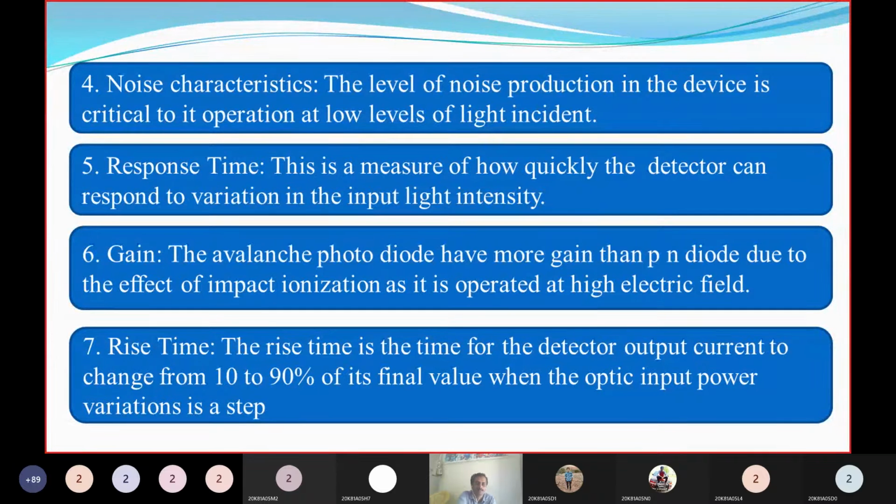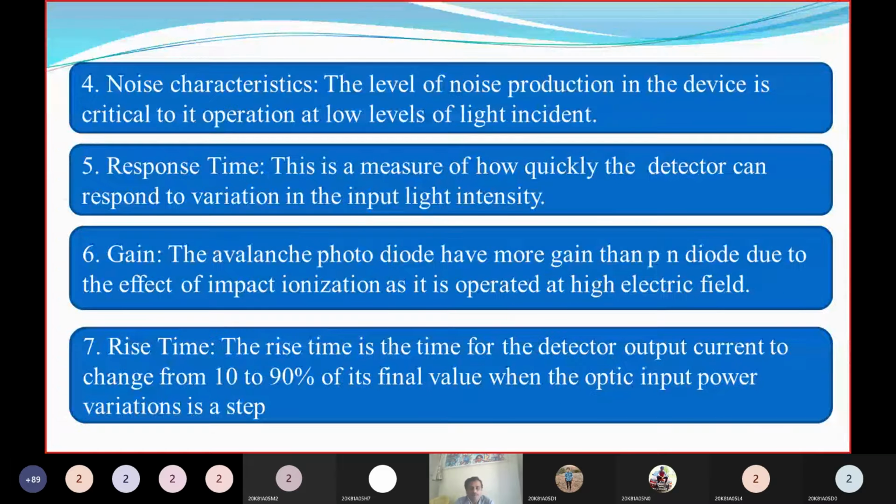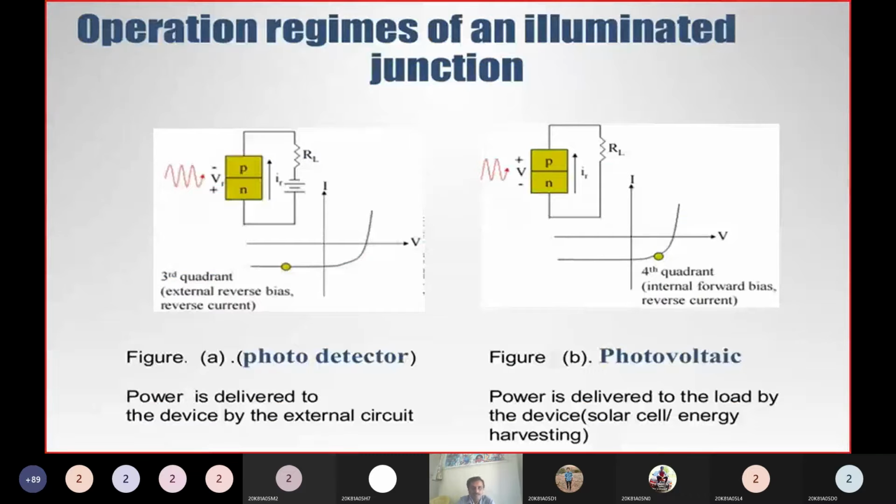Now, coming to the operation regimes of an illuminated junction. Operation regimes means operation modes: how many modes can we operate this illuminated junction in. Here this is the diode, and generally we take two modes of operation. The first mode is as a photodetector. The second mode is as a photovoltaic device.